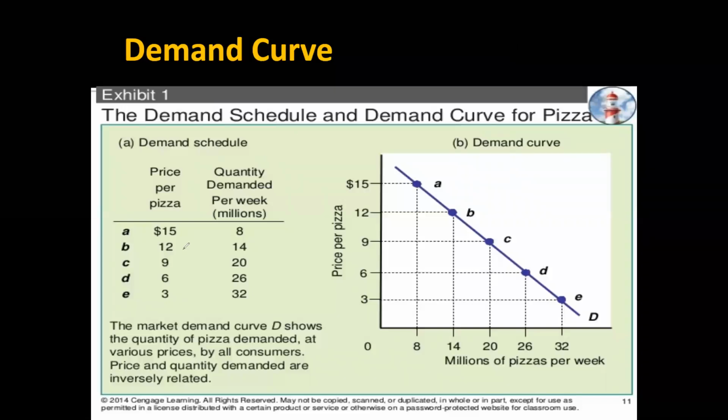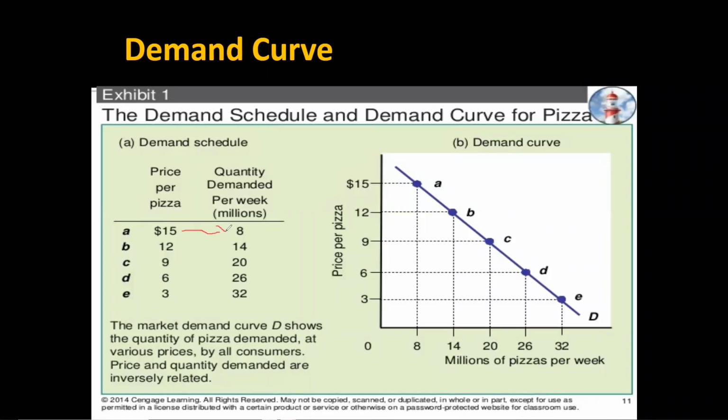It's quick and easy to see that this price gives us this much quantity demanded. Everybody can read that chart quick and easy. Make sure that you can read the graph as well, because it's the same thing. Here at $15, we're going to have 8 million demanded. That's point A right there.